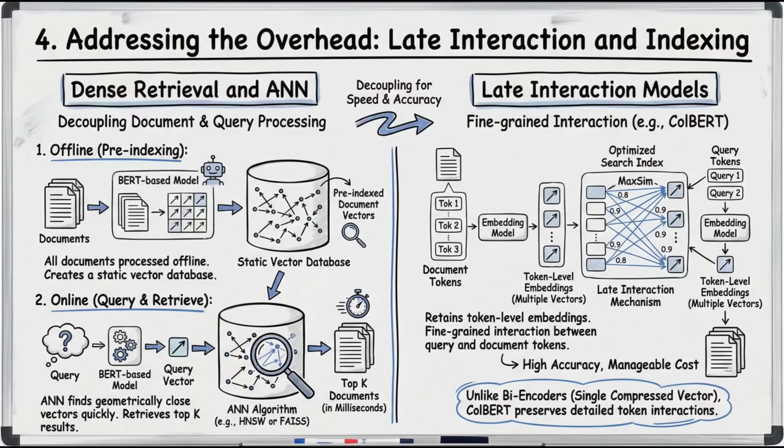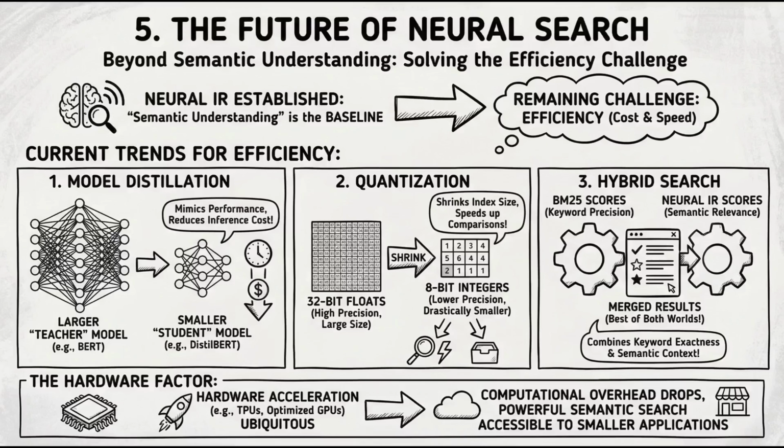Now that neural information retrieval has set a new standard for search engines, our focus is shifting toward efficiency. While semantic understanding is now a baseline expectation, the field is evolving to make these powerful models faster and more lightweight. There are three major trends currently leading this charge. First is model distillation. Think of this as teaching smaller student models to mimic the performance of their larger counterparts. By doing this, we keep the intelligence of a massive model while significantly reducing the cost of running it.